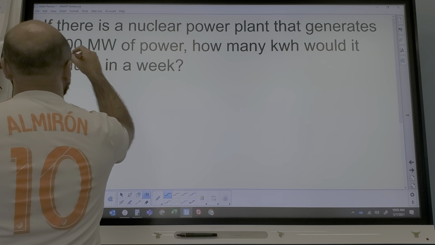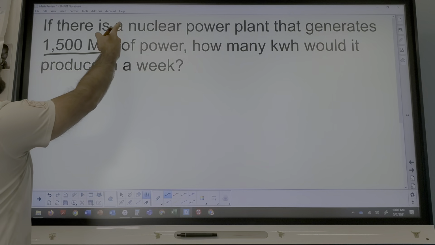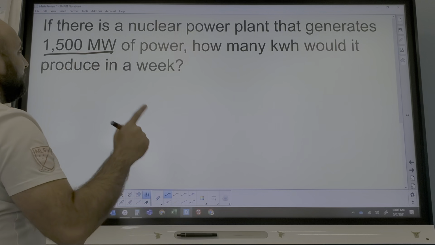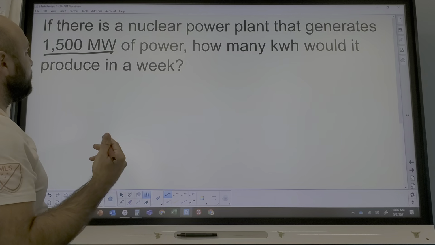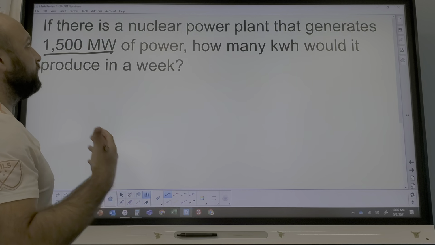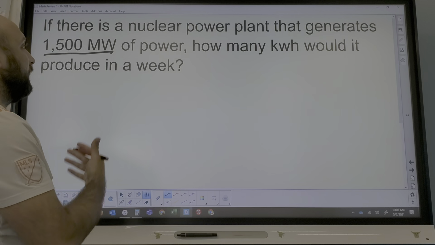We've been given 1,500 megawatts for a nuclear power plant. It's generating that much power. We're going to have to assume that that's in 1 hour. Let's just assume that for now because we have no other way of determining this. How many kilowatt hours would it produce in a week? So then we've got to figure out how much it is per week.